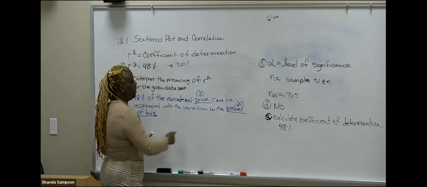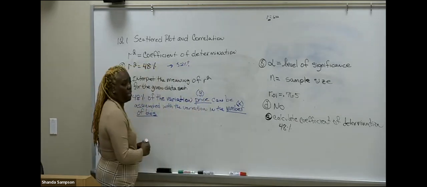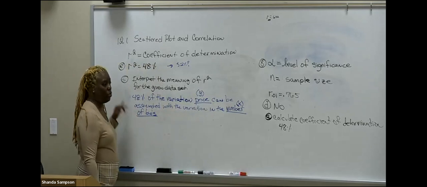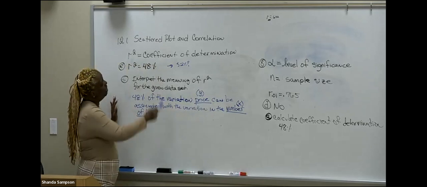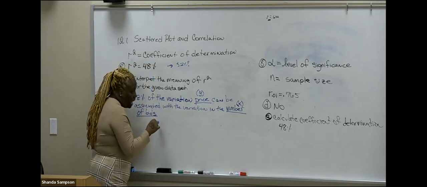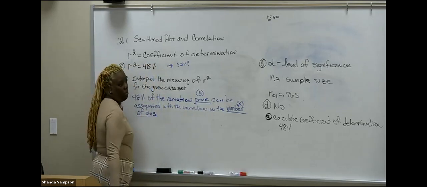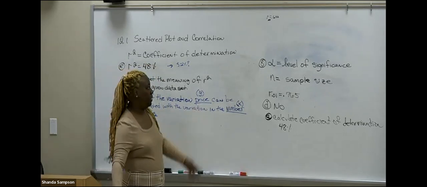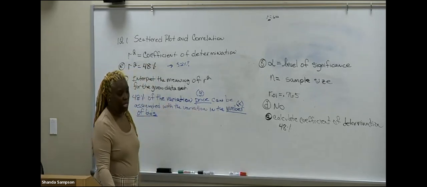So we're trying to figure out, why is there a variation in price? It could be 16% something, 8, 9, whatever, but something is causing this, but we know that 48% of it is from the number of bids. And it's pretty low, 48% is low, so that's why we wouldn't research it, we wouldn't do anything with it mathematically.